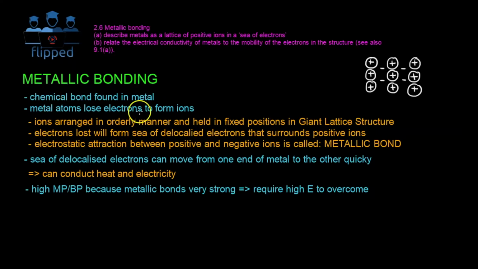Today we are on metallic bonding, which is the chemical bond found in metals. Metal atoms lose electrons to form ions. So what do I mean? If I have a sodium atom here, it forms a sodium ion, Na+, with an electron being donated.